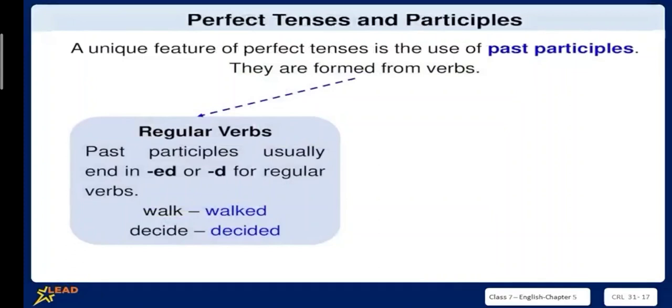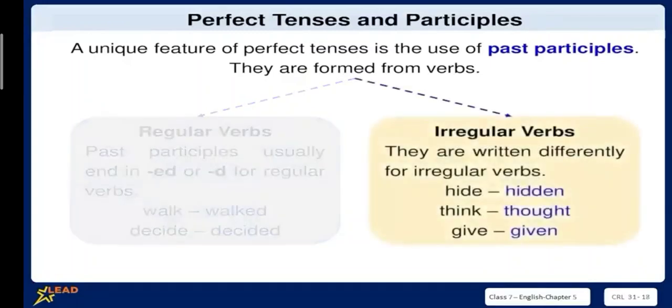We use a specific form of verbs in simple and continuous tenses. For example, we use the ing form of verbs in continuous tenses. However, we use a different form of verbs in perfect tenses called past participles. Participles are formed from verbs. For regular verbs, past participles usually end in ed or d. For example, walk becomes walked and decide becomes decided. They are written differently for irregular verbs. For example, hide becomes hidden, think becomes thought, and give becomes given.